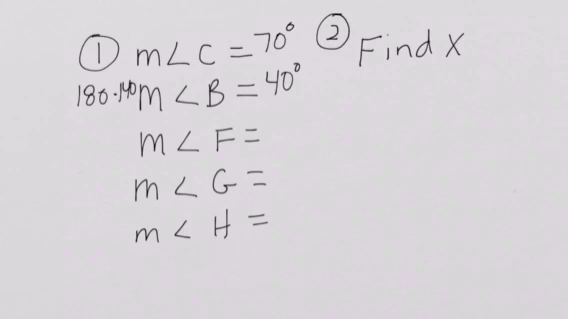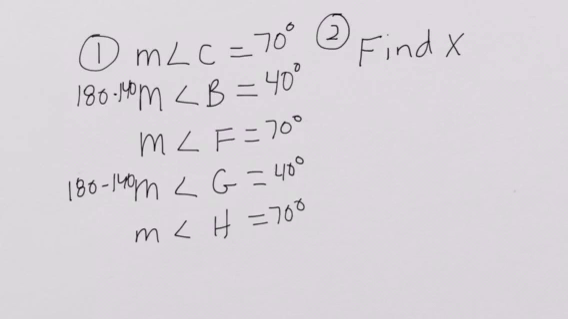Now if we take a look, we also notice that angle A and angle F are congruent, which means angle F must be 70 degrees. And angle F and angle H are also congruent, which means angle H must be 70 degrees. So that means we're going to take 180 minus 140 to find G, which is going to give us 40 degrees. Now we're going to need to find X.